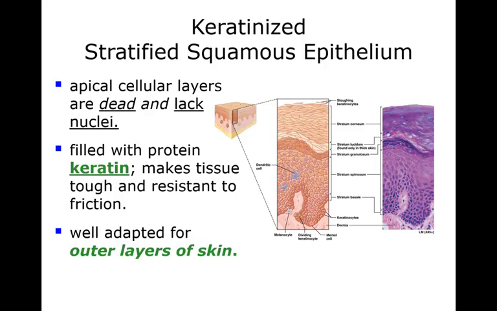Keratinized, typically the apical cell layers, or the further away you go from that basement membrane, the more dead cells you're going to find. They're lacking nuclei, they're lacking nutrients, which is why they're dead, because they're getting pushed further and further away. Remember, all this is avascular. Keratinized means they are filled with the protein keratin, which makes them tough, it hardens them, and they're well adapted to act as a barrier for protection. So typically this is going to be found in the outer layers of your skin.